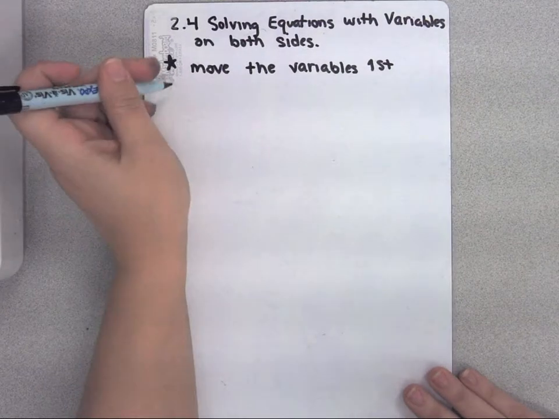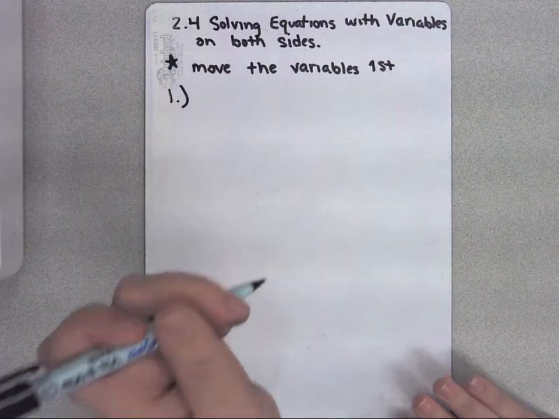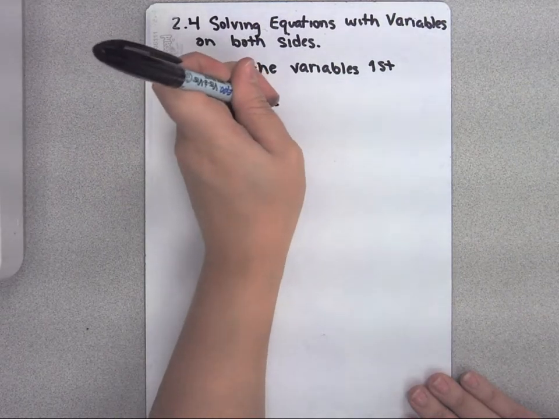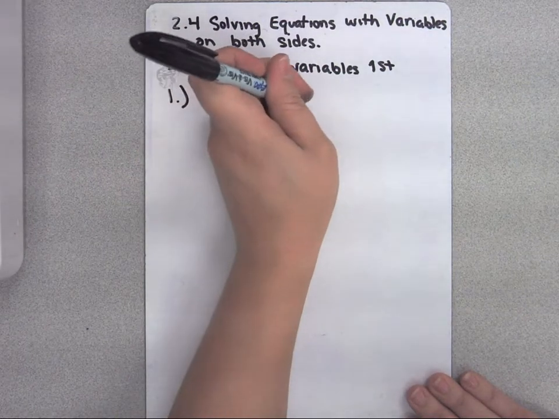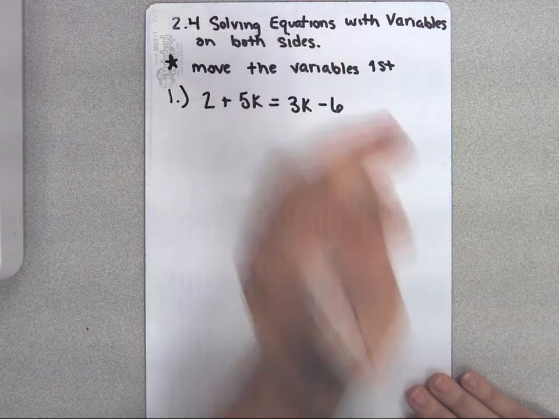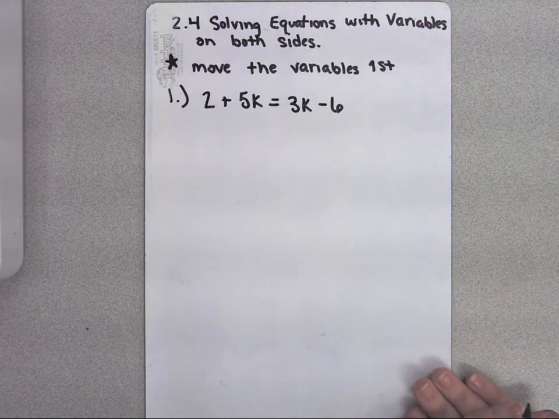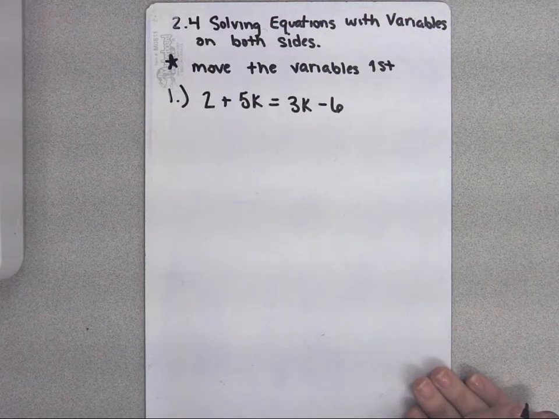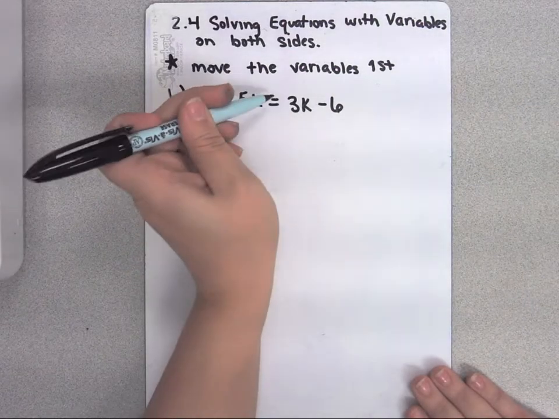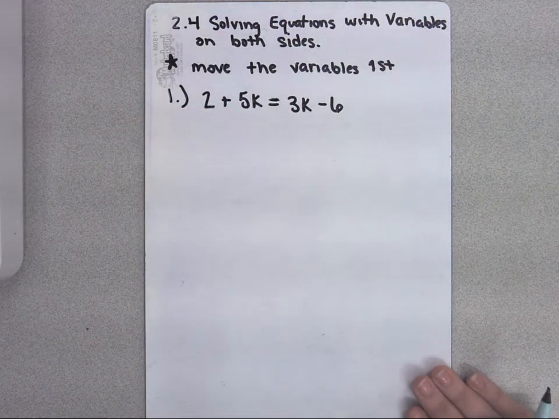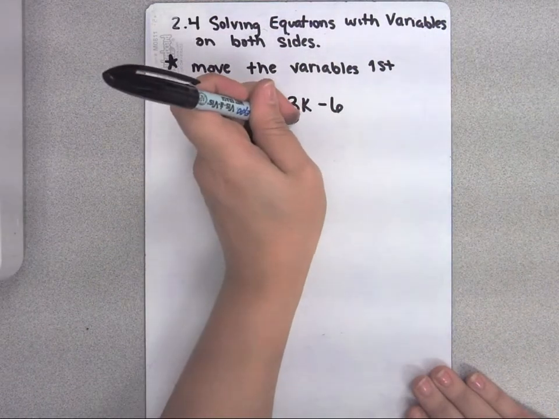Okay? So, all we got is examples. 2 plus 5k equals 3k subtract 6. So we need to combine our like terms. Always move the variable ones first. Which variable term am I going to move? The 3k. Is it positive or negative? It's positive. So what am I going to do to take the 3k and move it to the other side? Subtract it. I'm going to subtract 3k.